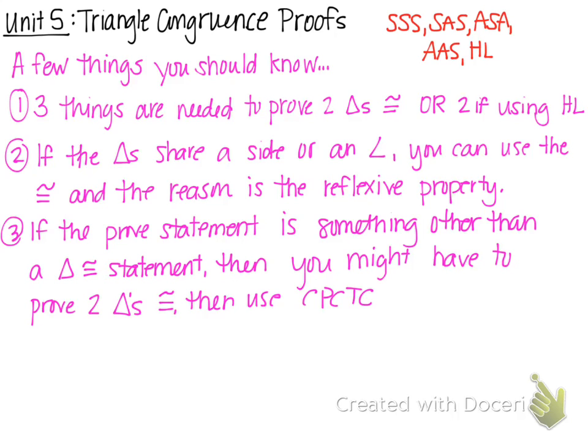So if they share a side, you could say that it's congruent to itself, and the reason is the reflexive property. Number 3 says, if the prove statement is something other than a triangle congruence statement, then you might have to prove 2 triangles congruent, then use CPCTC. You'll find that that's the case in most of your triangle congruence proofs.